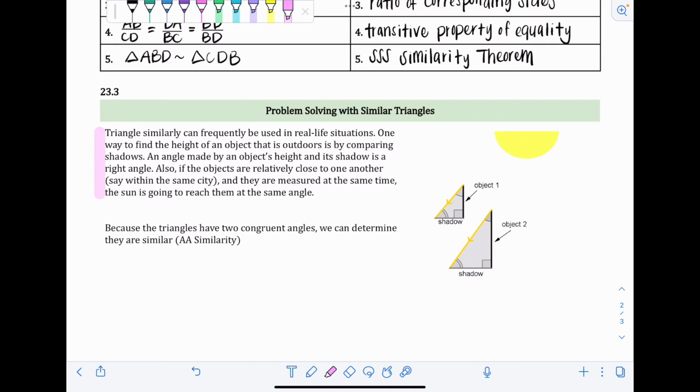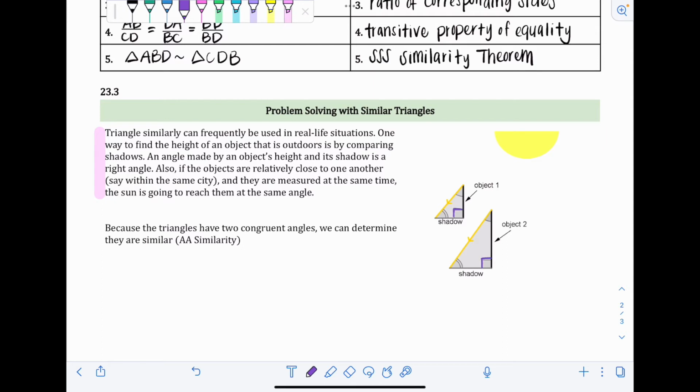One of the ways to find the height of an object that is outdoors is by comparing shadows. An angle made by an object's height and its shadow is a right angle. Like if you're standing and your shadow is against the ground, that's a right angle. Also, if the objects are relatively close to one another, like within the same city, and they're measured at the same time, the sun is going to reach them at the same angle. So the angle between the object and its shadow, whether it's a person or a tree, is always a right angle.